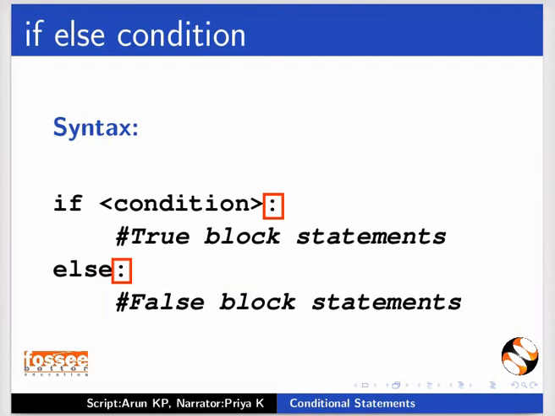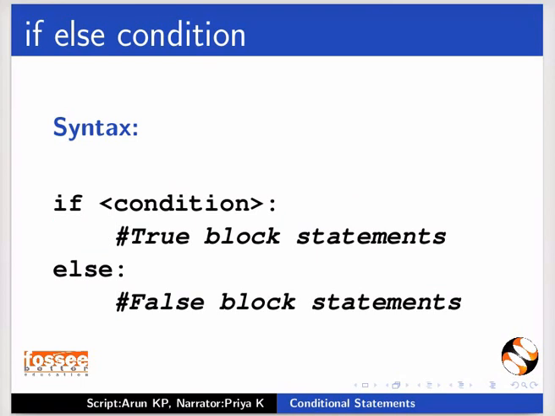Note that if and else statements end with a colon. This denotes the beginning of the code block of true or false condition. All the statements inside a code block are indented by 4 spaces.